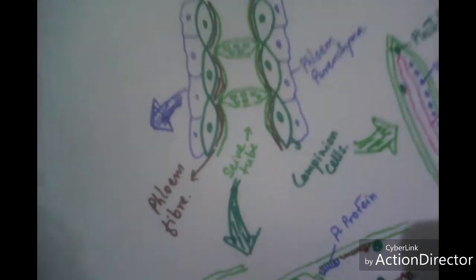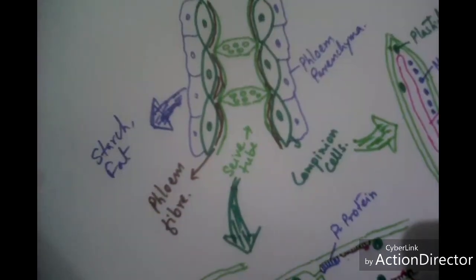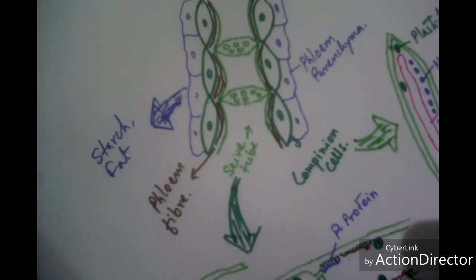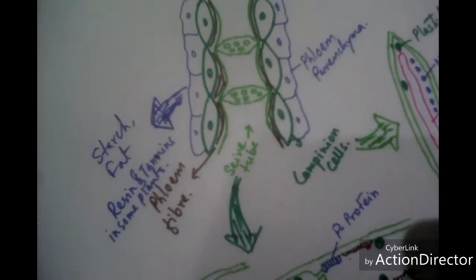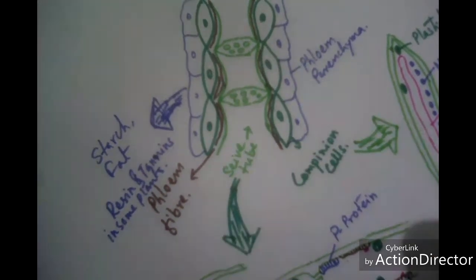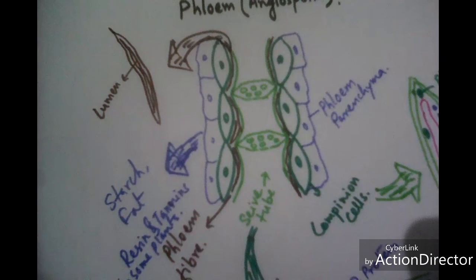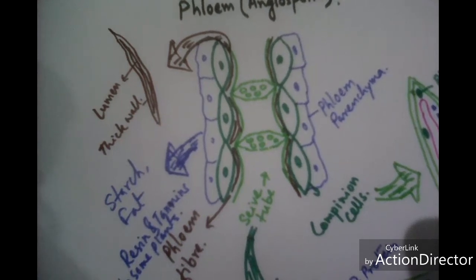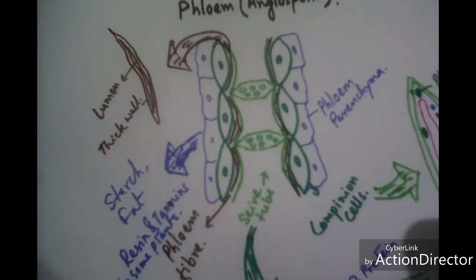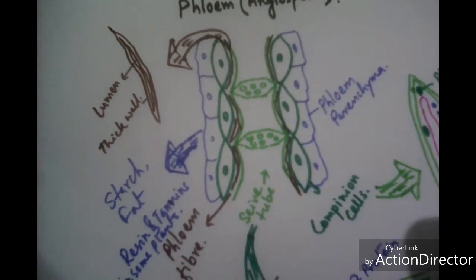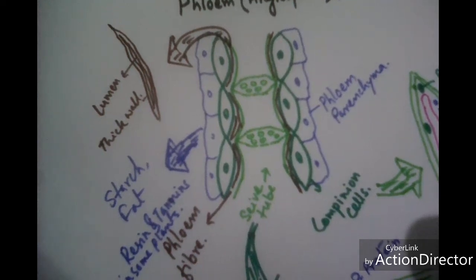Now another phloem component is phloem fiber. Phloem fibers are elongated. They contain narrow lumen and thick wall, and this phloem fiber is made up of sclerenchymatous cells. Out of these four components, only phloem fiber is dead and acts as a supporting cell, and the other three components are living cells.